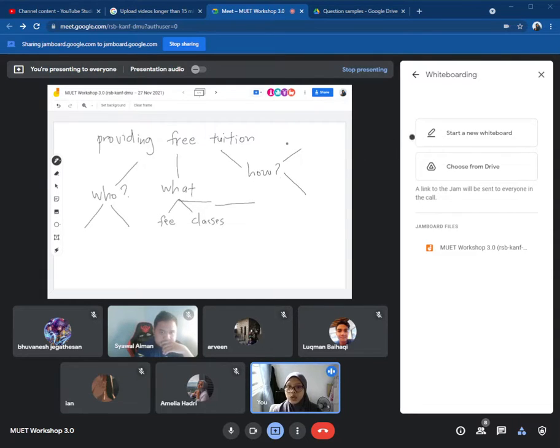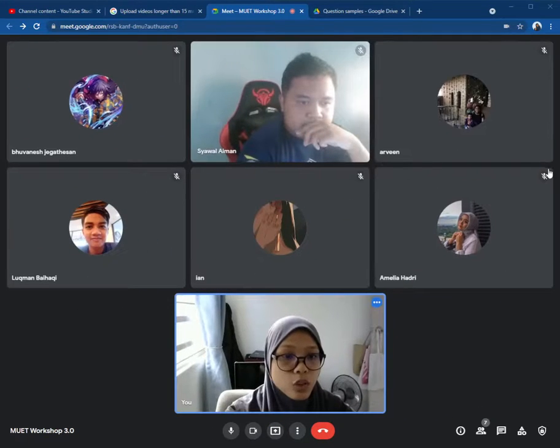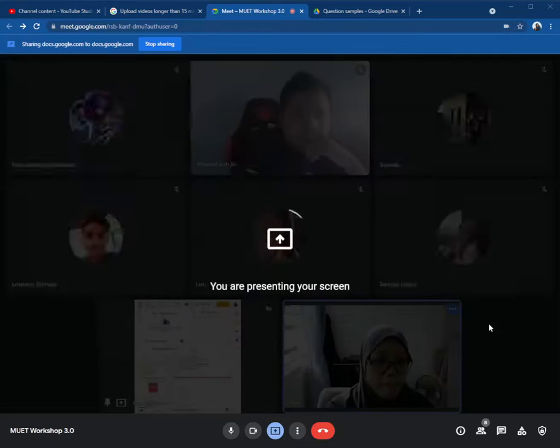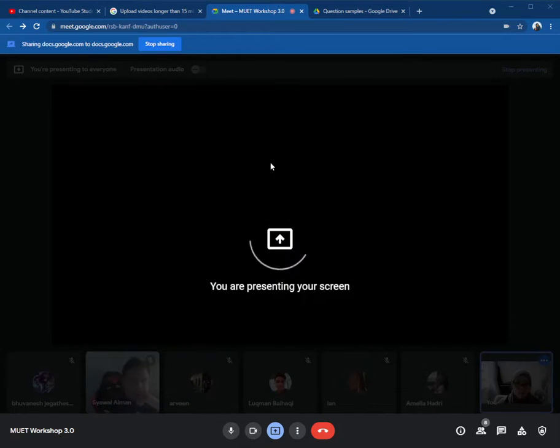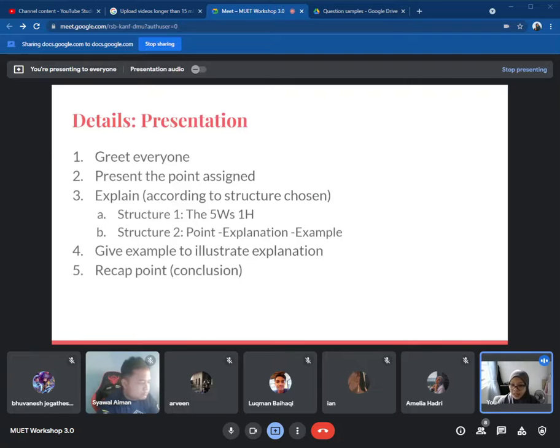So this is what it means by using the 5W1H questions as a way for you to structure your points. Kalau rasa macam it's a bit difficult for you to use the second structure, okay? Sekejap. Let's go back to this one. After you have prepared your point, after the 2 minutes is up, the next thing you need to do is your presentation.